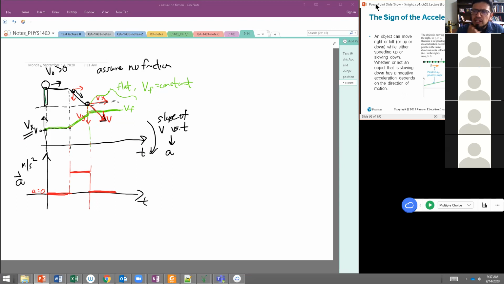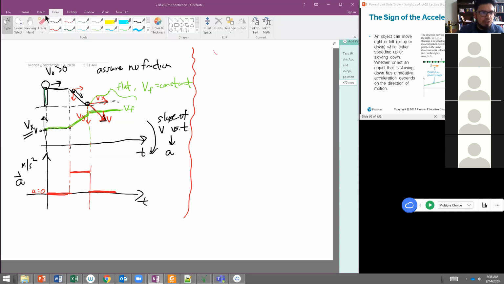So in the slide that's shown here on the right, it says an object can move right or left or up and down while either speeding up or slowing down. Whether or not the object that is slowing down has a negative acceleration depends on the direction of motion. So in other words, there's two ways. You can have two types of motion that have the same acceleration. The picture that you see here on the right shows what those two types of motion could be.